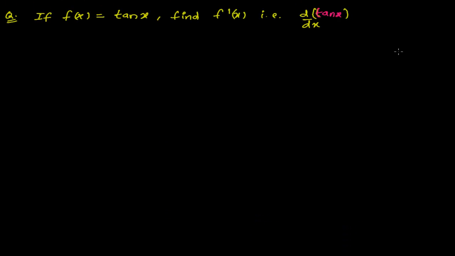So let's go and find the derivative of tan x. Here our function f(x), or we generally say y, is tan x. In the introduction of the derivative video, we learned that the derivative of any function, f prime x, is equal to the limit as h tends to 0. Here h is a very small change in x.